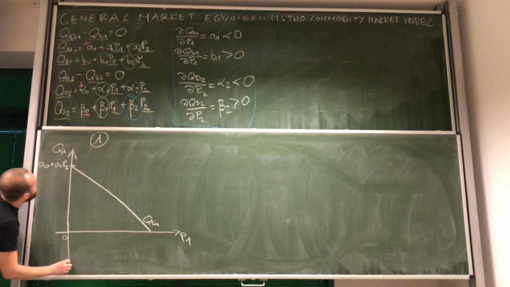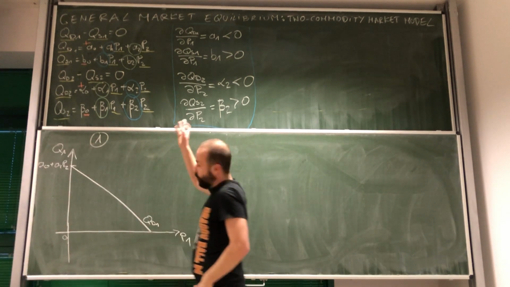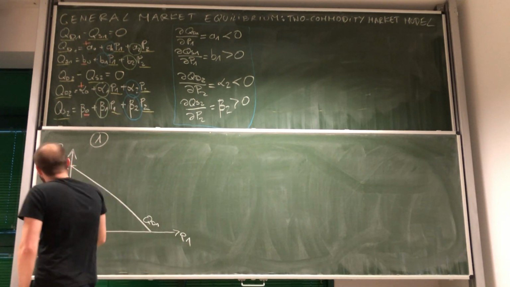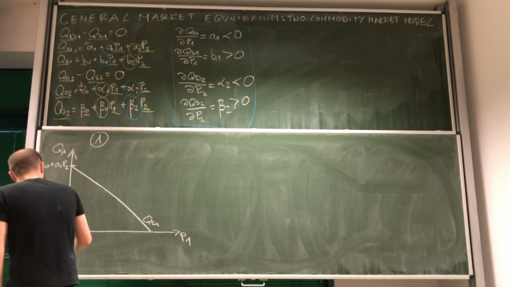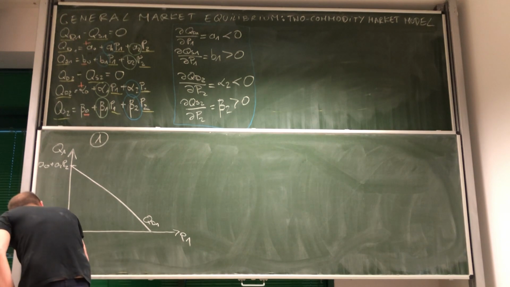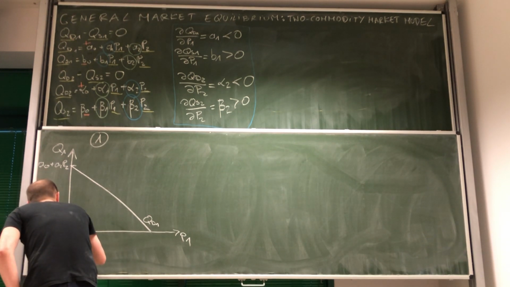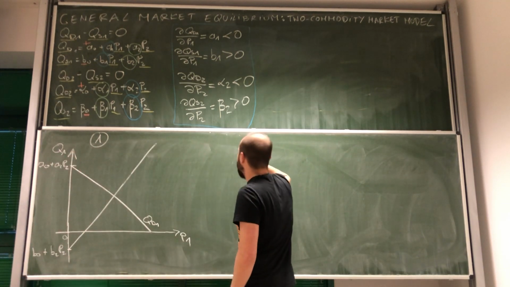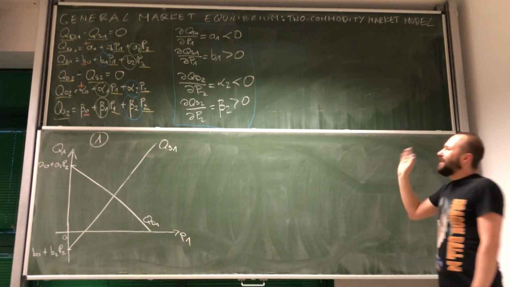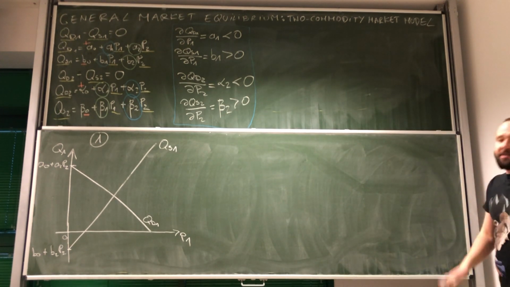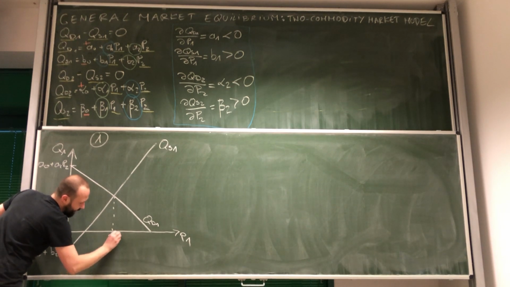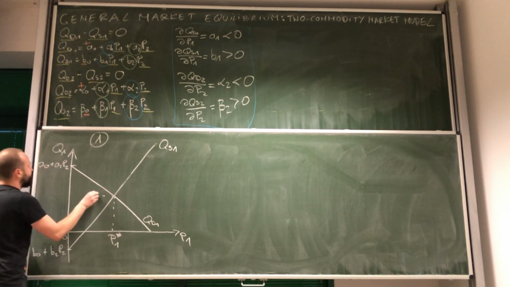Okay, now how to draw the supply? First, we get here that if the price is zero, we get that QS1 is equal to some B0 plus B2 P2. And from this moment on, the function is increasing because B1 is positive. And look, let's assume that equilibrium in this model exists. We will make sure that it does, but let's draw it for now already.